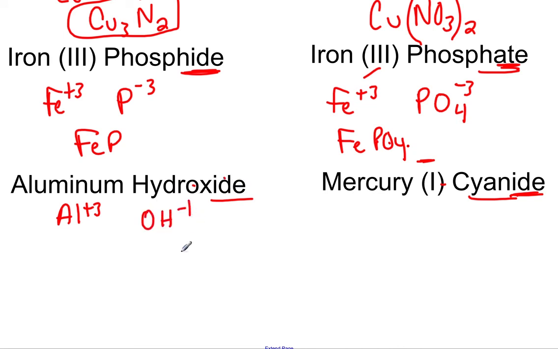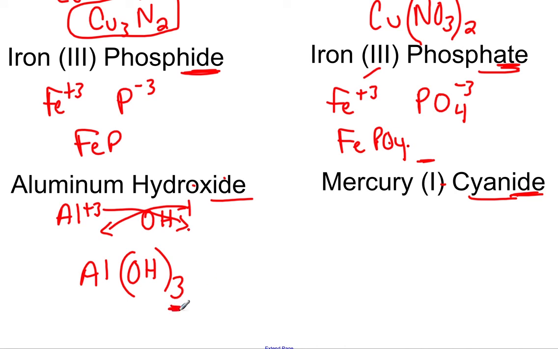OH, -1. So aluminum says, here, take my 3. Hydroxide says, I only need 1, but I'll find some friends. So we'll figure out the ratio here. Aluminum is going to end up with this imaginary 1 after it. Hydroxide is going to end up with a 3 after it. The 3 from the aluminum ends up after the hydroxide. So you're going to put a 3 there, in parentheses because you're writing a number after a polyatomic. So it's aluminum hydroxide.